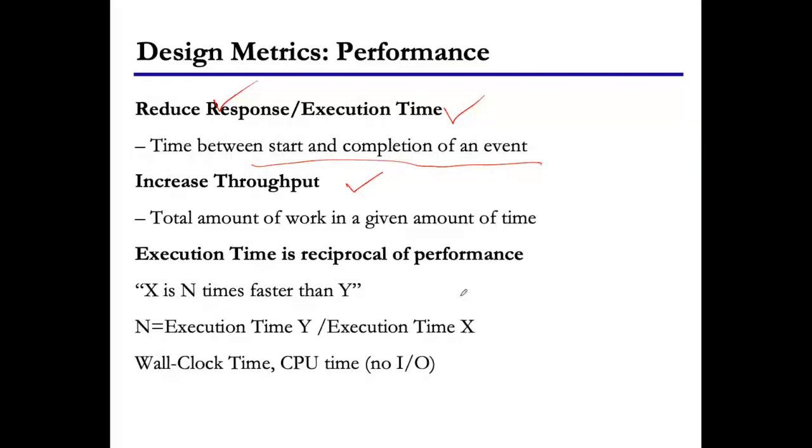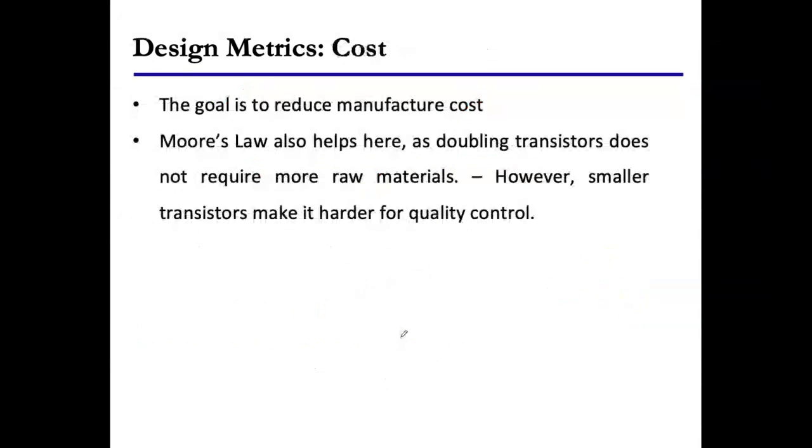The execution time is the reciprocal of the performance. That is, if x is n times faster than y, you can say n is the execution time of y divided by the execution time of x. So n is compared between the y and the x part. Then there is the wall clock time and your CPU time, which is not the input output one, that gives the performance metrics, right?